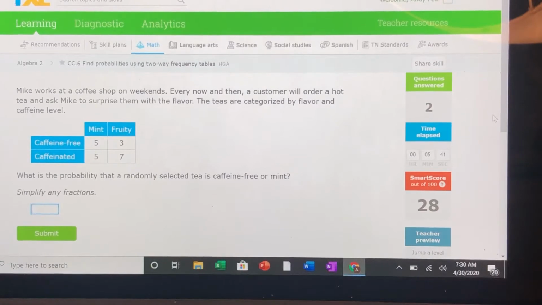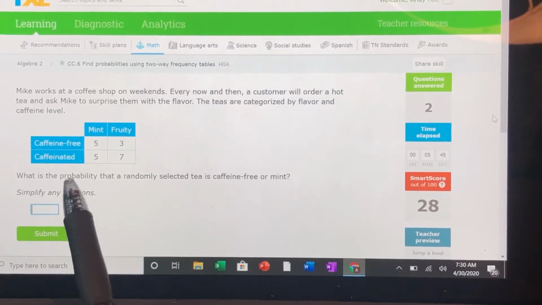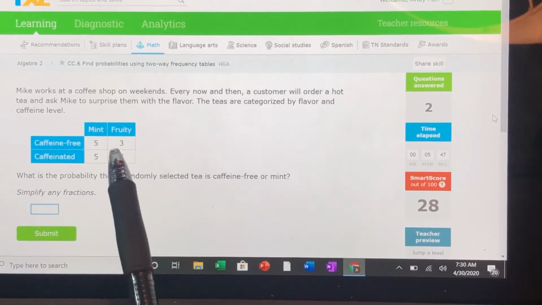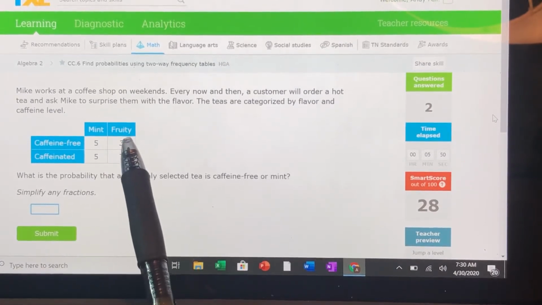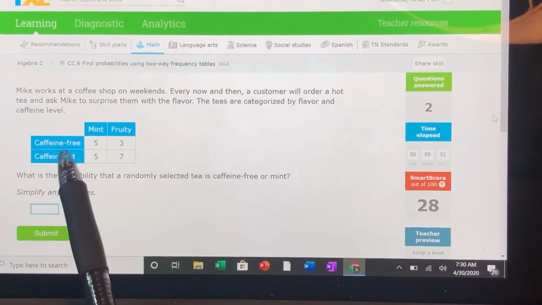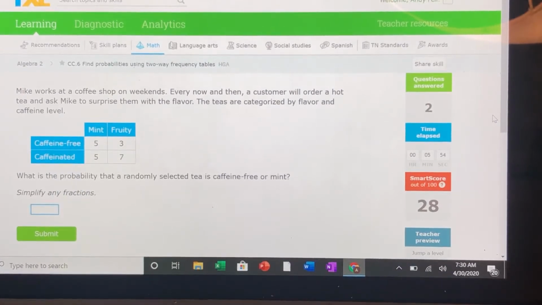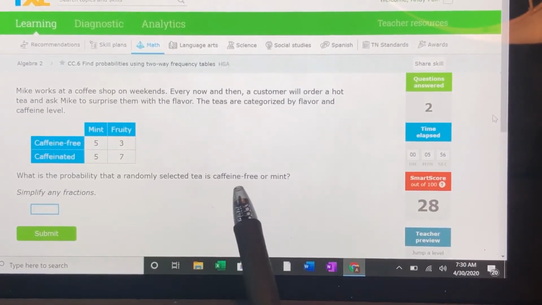But it doesn't say and, it says or. So that means, let's say somebody is over here in this category. What if they wanted fruity and caffeine-free? Are they included in the number of outcomes for the event? They are, because as long as it's caffeine-free, they're good.